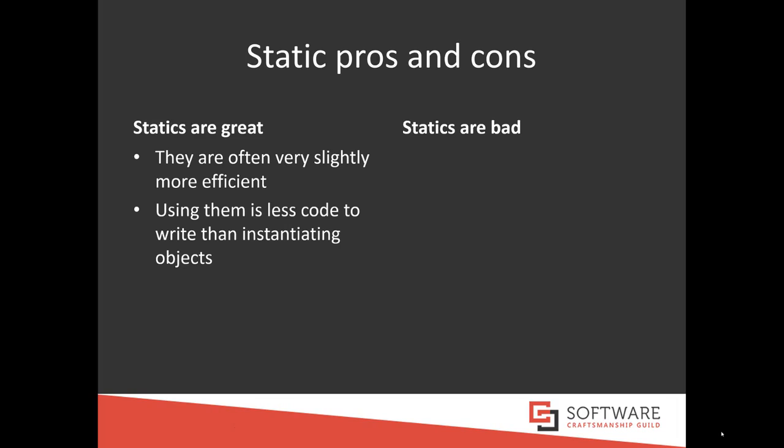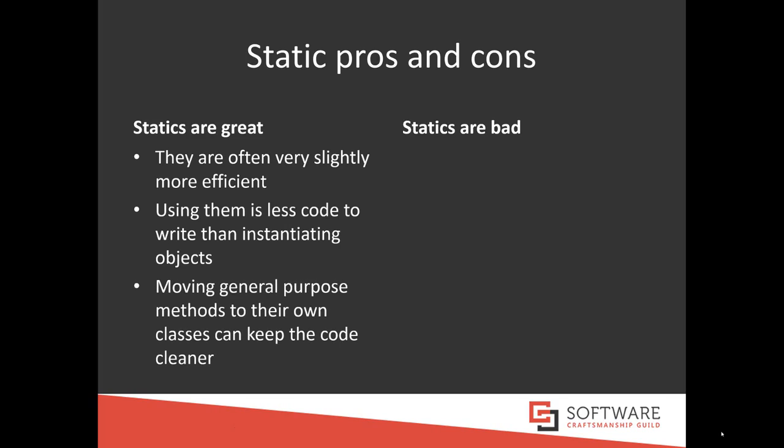However, using them is less code to write than having to instantiate objects. So it's a little more terse, it's a little easier to get to. Moving general purpose methods into their own classes can keep the code cleaner. So instead of embedding pi inside the Circle class, putting it into some kind of math class or calculations class can keep that code out of the circle and make it a little less distracting.